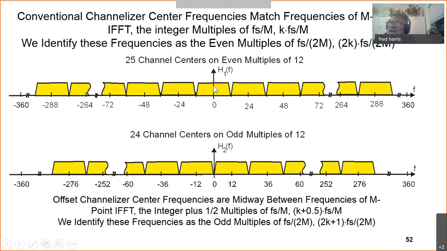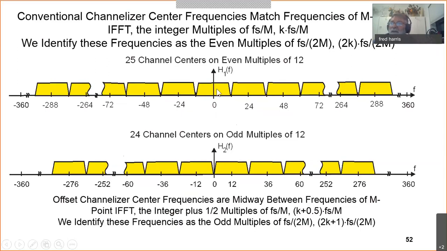When you build filters, you can arrange for the filters to be at the center frequencies of the Fourier transform. Or you can arrange them to be midway between the center frequencies. Here, they're F sub S over M apart, but they start at F sub S over M divided by 2. So these are called the even index Fourier transform bins, and these are called the odd index Fourier transform bins. You can build a channelizer with either one of these present.